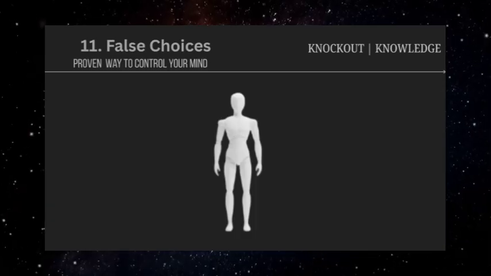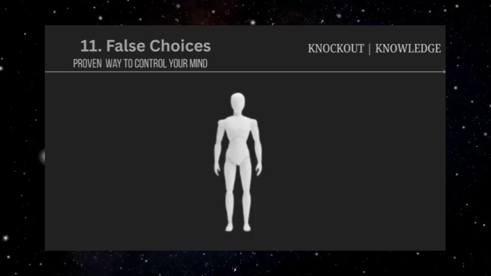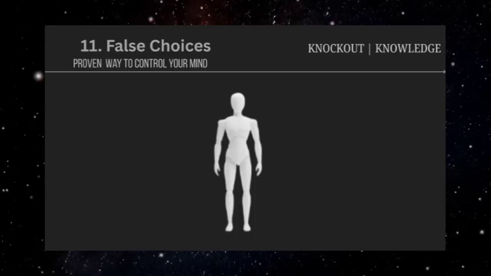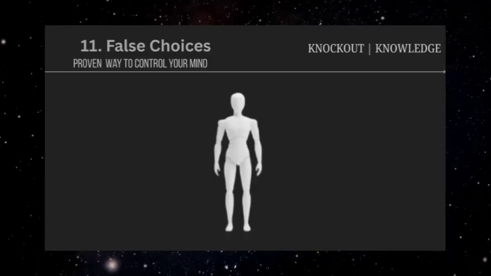"Would you prefer the red car or the blue car?" assumes you've already decided to buy a car from that particular dealer. "Do you want to pay monthly or annually?" assumes you've decided to buy the product at all. These questions bypass the fundamental choice of whether to make any purchase.